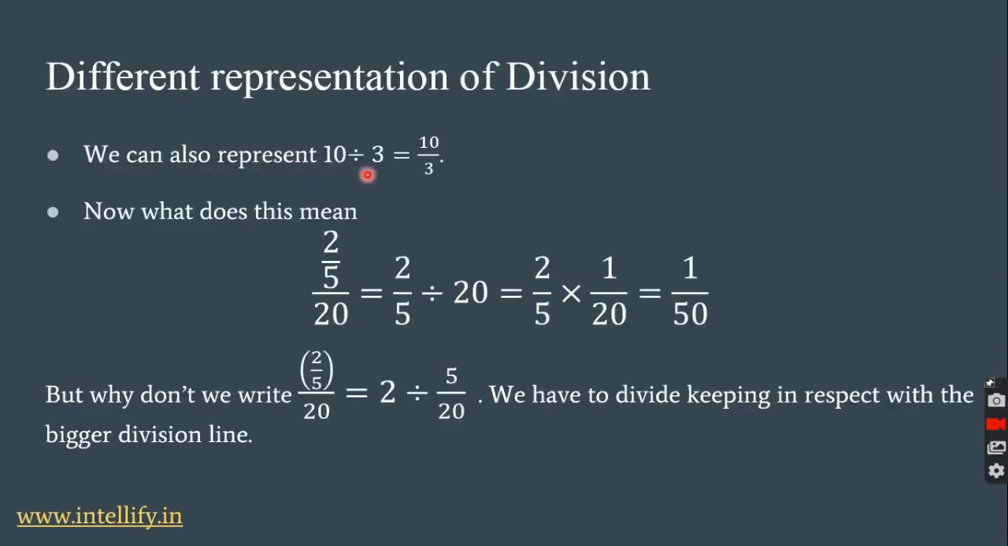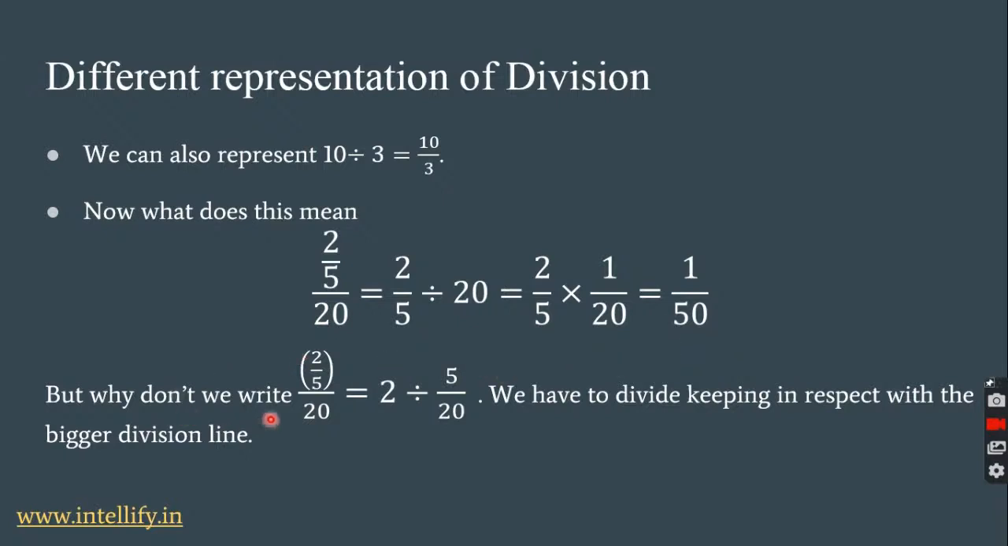Now sometimes we represent 10 divided by 3 as 10 by 3, which is basically a fraction. So now if we look at this, what does this mean? It means like over here, this number is divided by this number. So over here, 2 by 5 by 20 is 2 by 5 divided by 20, which can be easily solved by putting in the reciprocal as we see here, and the answer is 1 by 50.